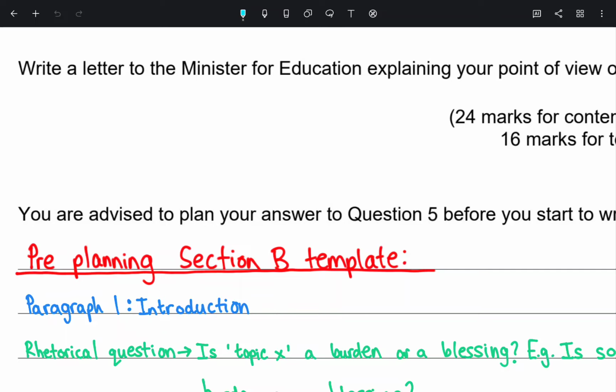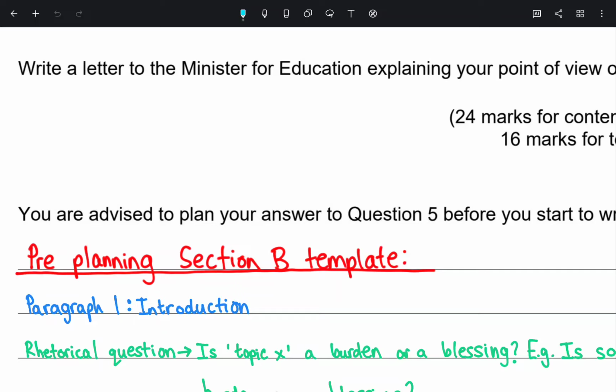paper 2. Now many of you have requested or asked, so can I pre-plan my answer or have a pre-written answer for section B for English Language paper 2? Now the truth is, you can pre-plan your answer to a certain extent, and if you can follow this template that I'll be going through, you can hopefully secure at least 50 to 60% of the marks for this paper if done correctly. So this template will not get you 100% because obviously we don't know the question.